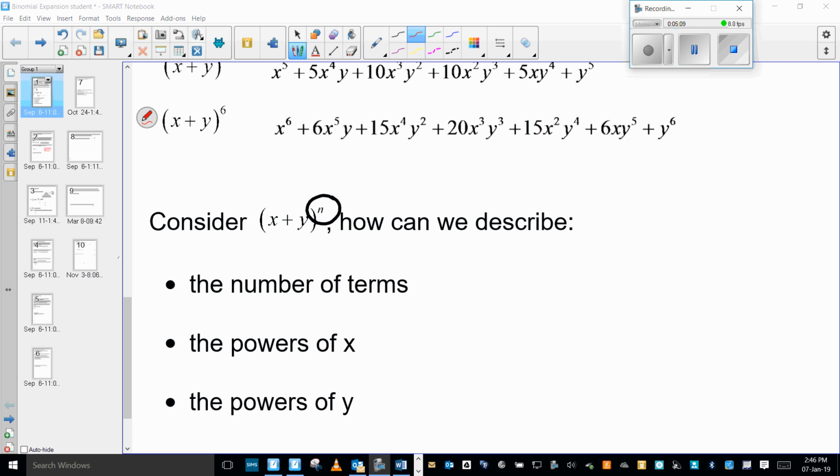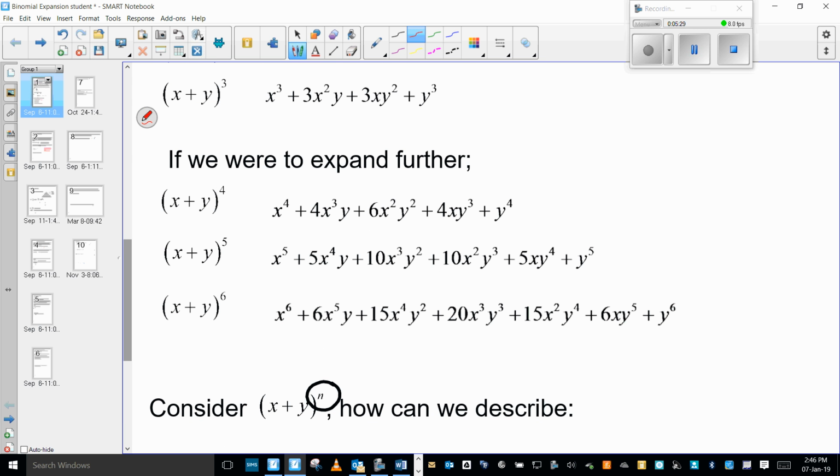n plus 1. Lovely. Excellent. Yeah. So just by looking at something, you can see how many terms there are going to be. If this was a power of 9, you would have 10 terms, etc. Now, what's happening with our powers of x?